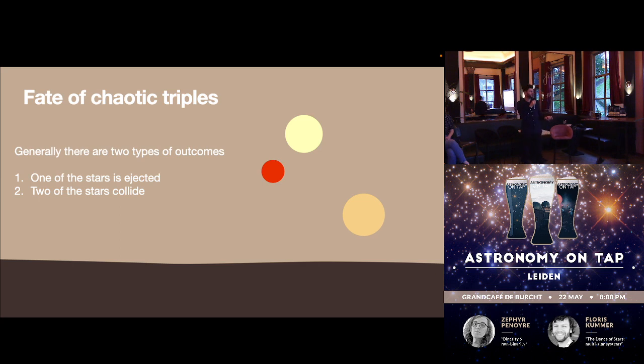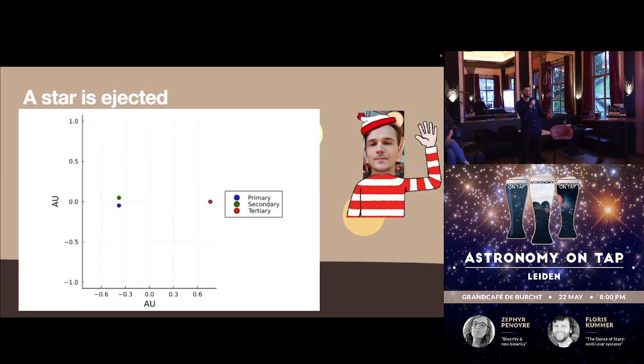Yeah, so generally there are 2 outcomes for such chaotic triple systems. So either one of the stars can be ejected and we're left with a binary and a single star, or 2 of the stars can collide and merge into one new star, in which case we're left with only binary. And so I'm going to show you some real simulations from one of my colleagues, Casper, who is somewhere in the room. You can try to spot him after this talk.